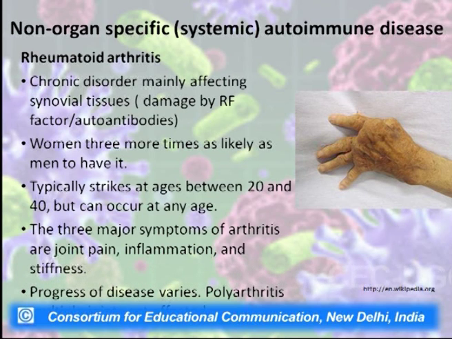It typically strikes at ages between 20 and 40, but can occur at any stage actually. You will find autoimmune disease, specifically rheumatoid arthritis, even in women younger than this particular age. The 3 major symptoms of arthritis are joint pain, inflammation and stiffness. Now, progression of the disease is very variable. When many organs, many joints are getting affected, we call this stage polyarthritis.